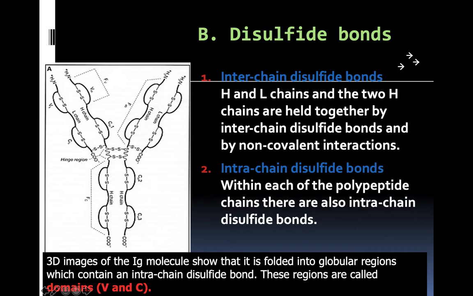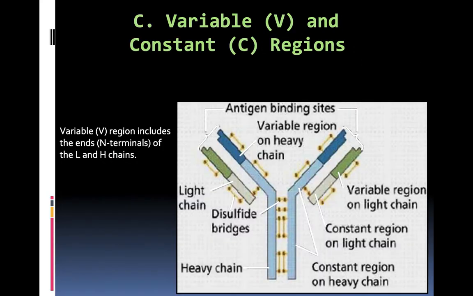Okay. Now, I mentioned everything about disulfide bonds as stabilizers, because they're a very strong type of chemical bond. So their presence in our immunoglobulins allows the antibodies to have a stable conformation most of the time. Now let's talk about our third component for immunoglobulins, the variable and the constant regions of the chains.